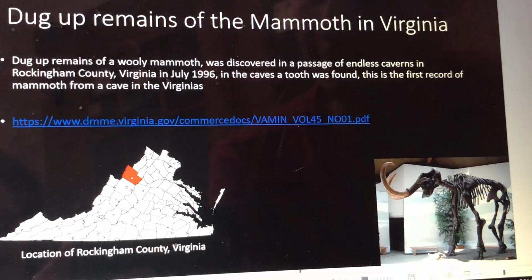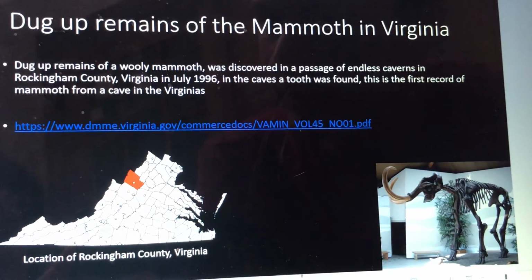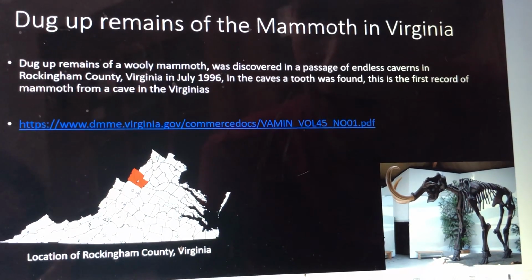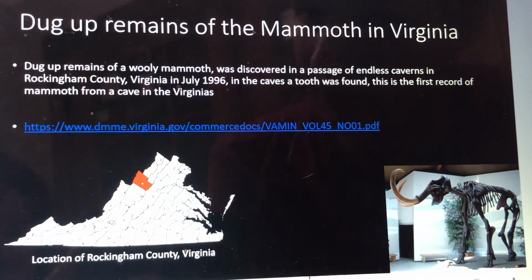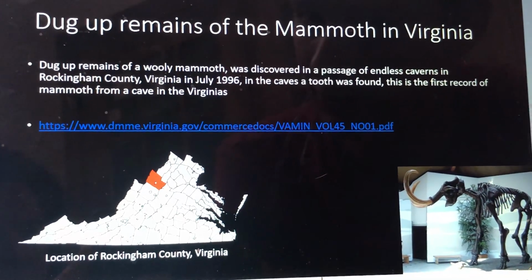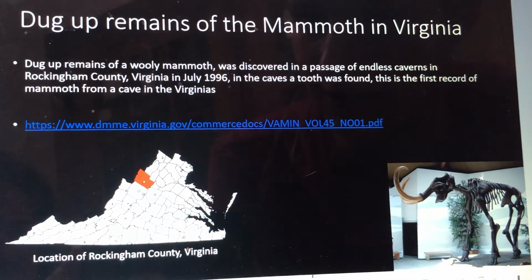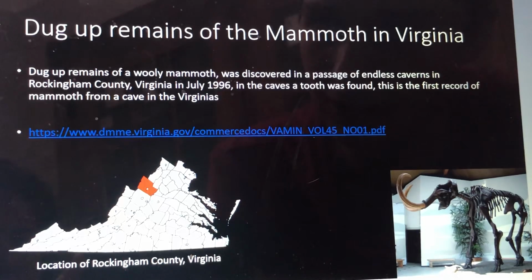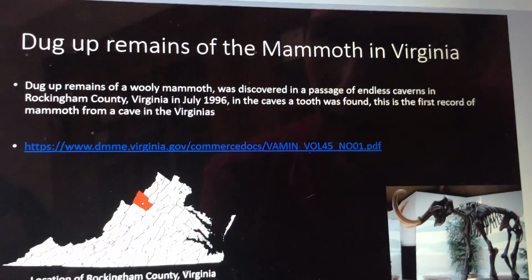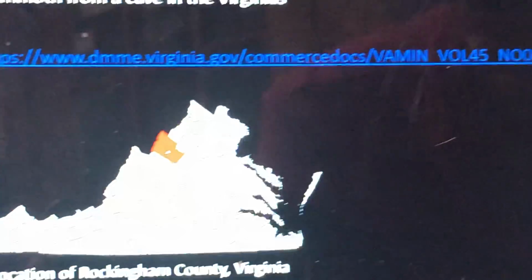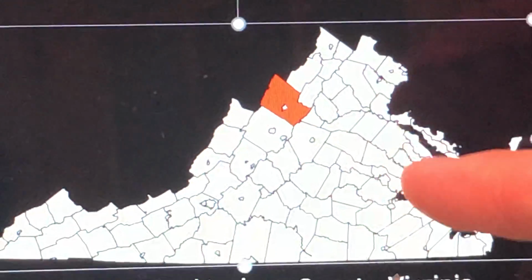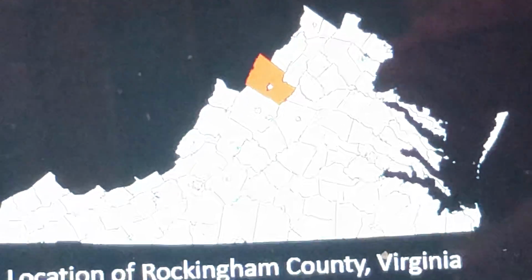Dug up remains of a mammoth in Virginia. So the dug up remains of the woolly mammoth was discovered in a passage of endless caverns in Rockingham County, Virginia on July 1996. In the caves, a tooth was found. This is the first record of any mammoth remains found in the Virginias. And when I say Virginias, I mean this Virginia and West Virginia, but more importantly, this Virginia and Rockingham County, which is in the red here.